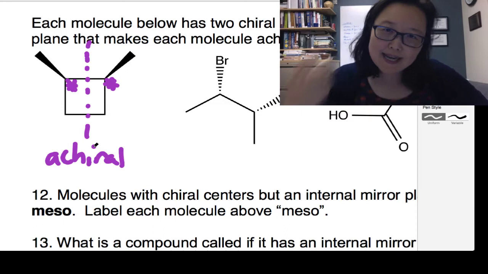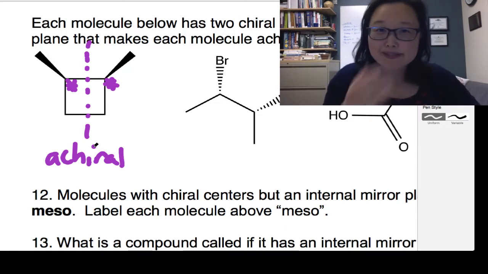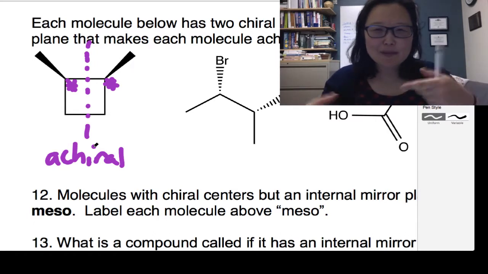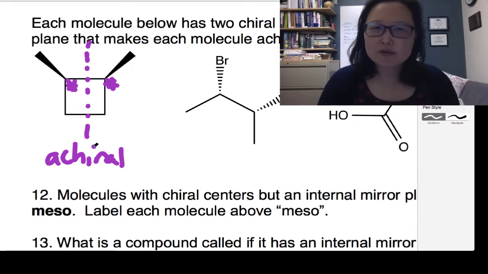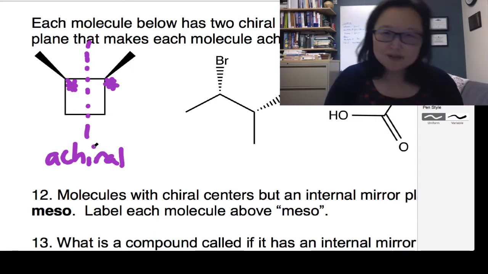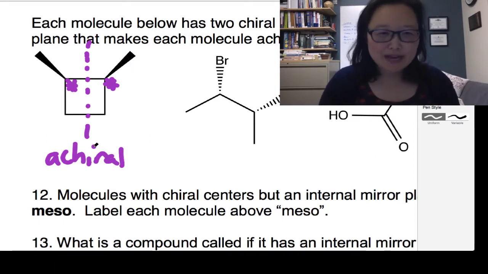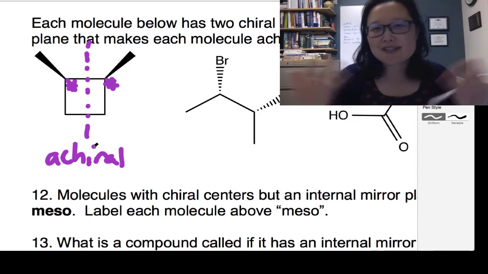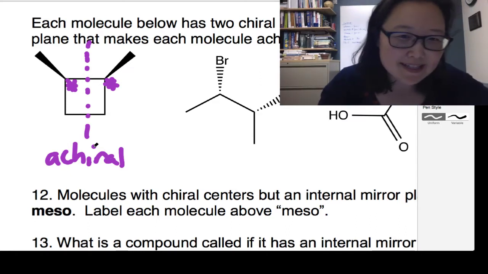And I think that's a good analogy to dipoles. You know, remember how molecules can have dipoles, but if those dipoles cancel, overall the molecule's nonpolar? I think this is very similar. You have chirality centers, but then if there's an overall symmetry, that renders it achiral.